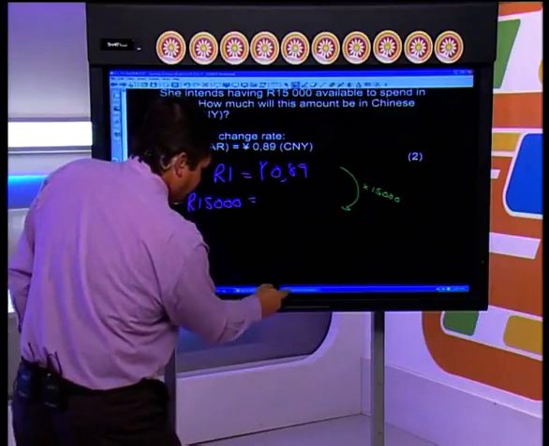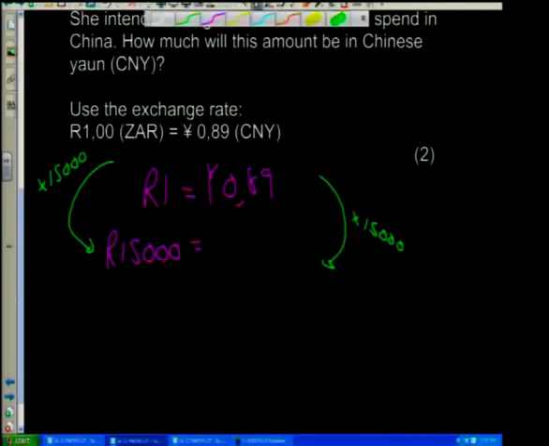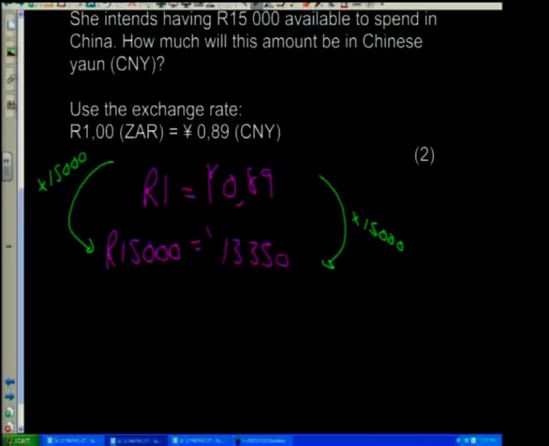So what do we do? We times by 15,000. Let's clear it: 0.89 multiplied by 15,000 equals 13,350. 13,350 yuan. And I think we've got to put 2 little lines through that.